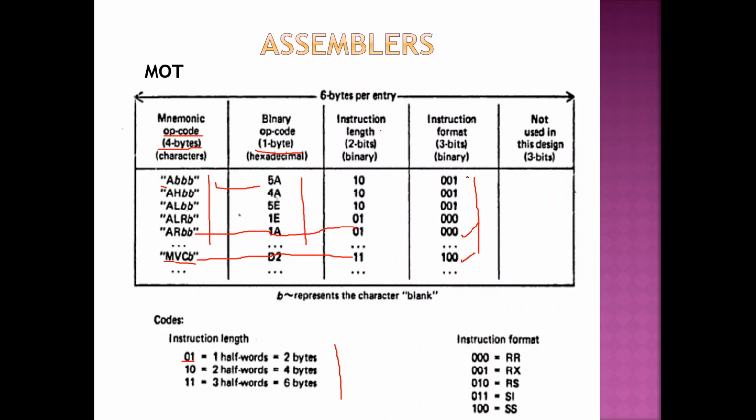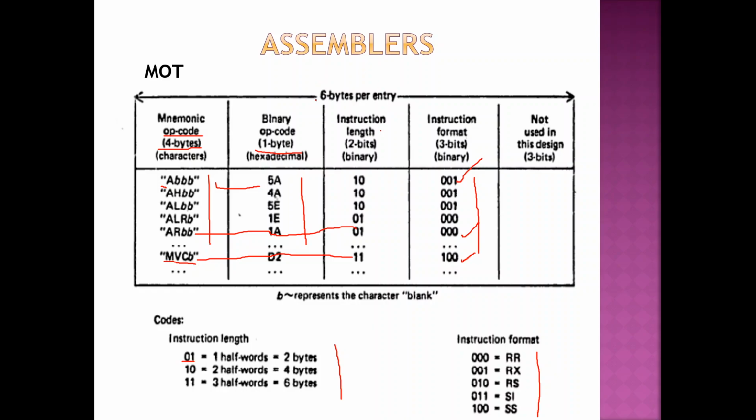We also know an add instruction here, which comes under RX type of instruction, 001. So this is the code. You have to also remember this. Yes. So there are two codes used. One is going to determine the length of the instruction. The other is going to determine the type of instruction.